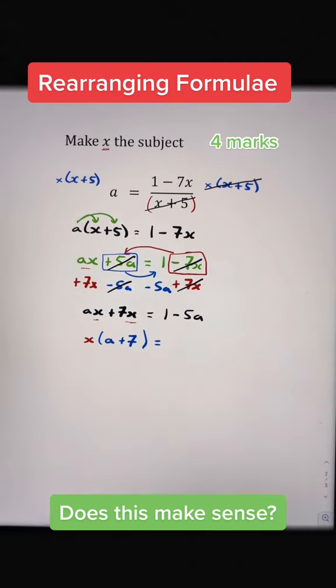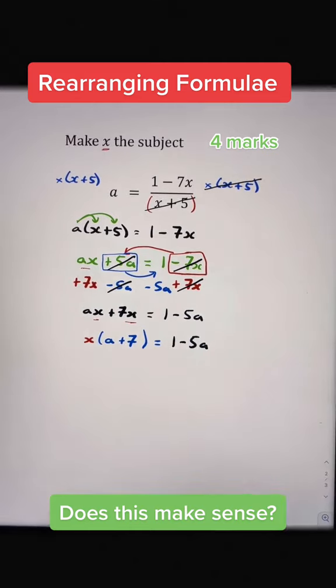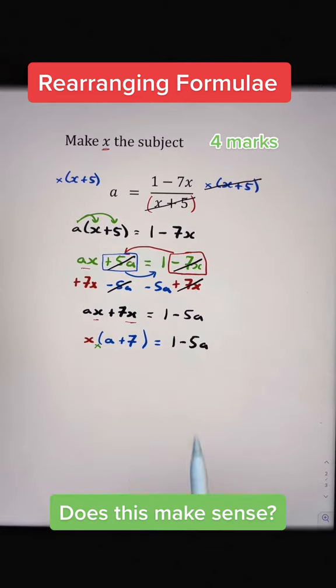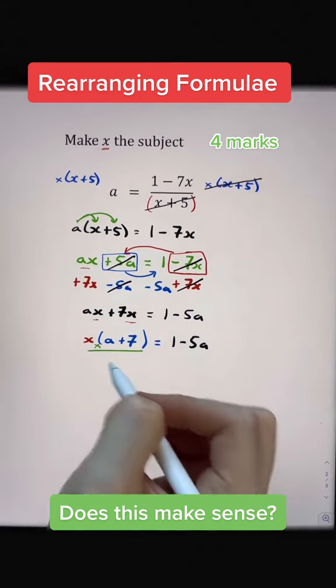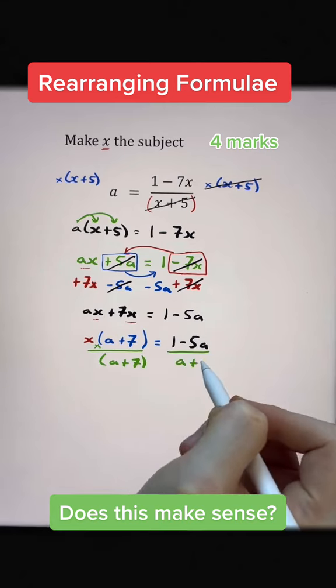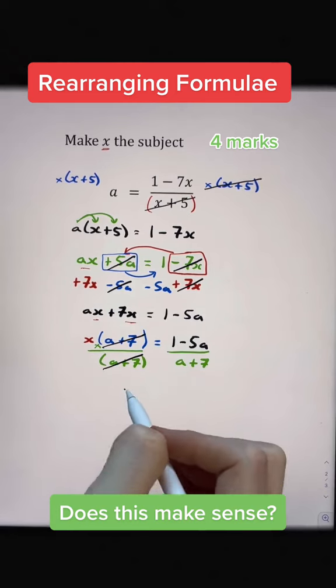On the right-hand side, I've still got 1 minus 5a. As I want to make x the subject, when I'm outside a single bracket, the operation is to multiply. Hence, the opposite of multiply by a plus 7, in this case, is to divide both sides of my equation by a plus 7. On the left-hand side, I know a plus 7 will cancel to leave us just with x.